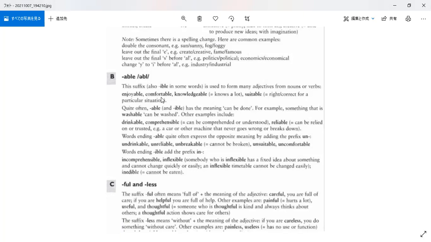Okay. So enjoy is also a noun. Yeah, knowledge is a noun. Enjoy. Enjoy is a verb. Suit, it's a noun. I think it's a noun. Oh, it's a verb. Suit's a verb.